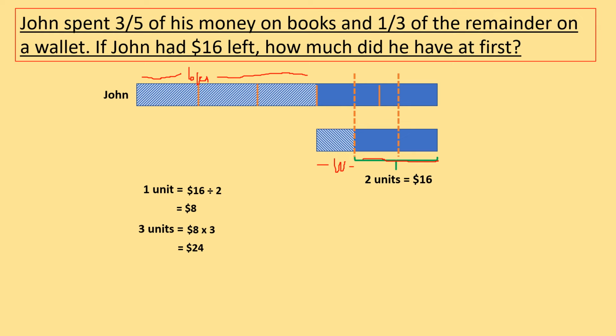Okay, so this is $24, right? But originally he said he spent 3/5 of the money on books. So this is 3/5 and this is 2/5. So this 2/5 is also equal to $24, right? Because we're talking about the same area.